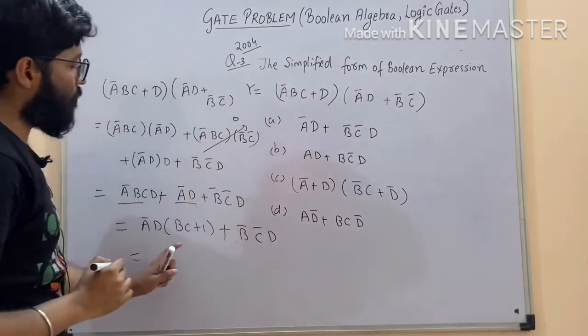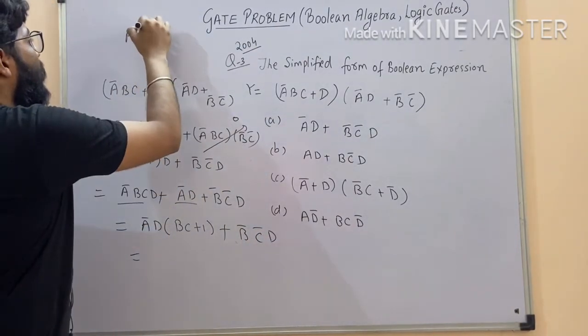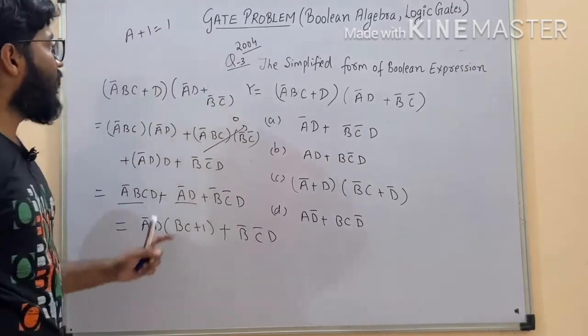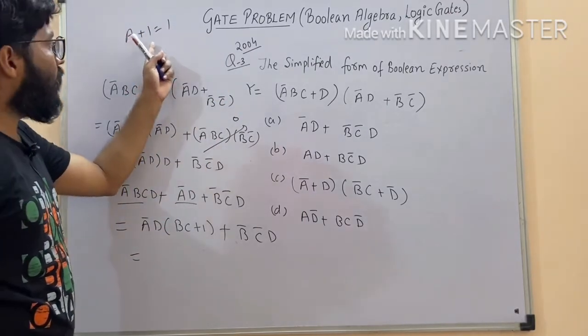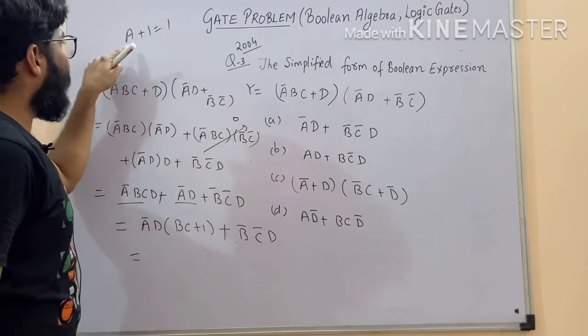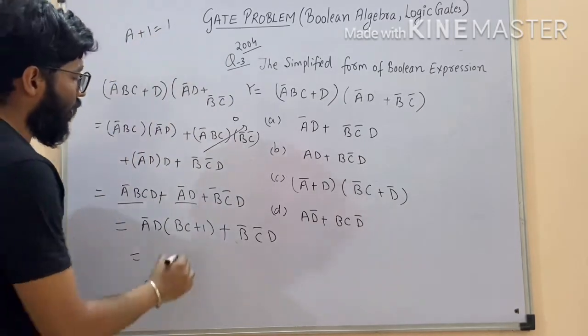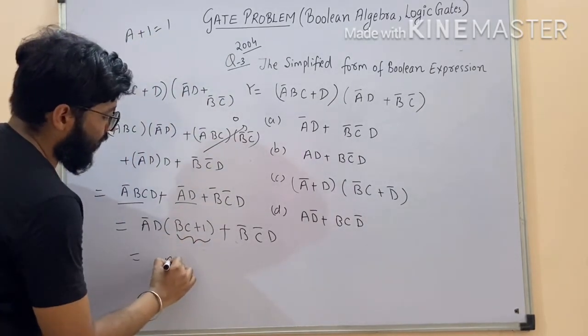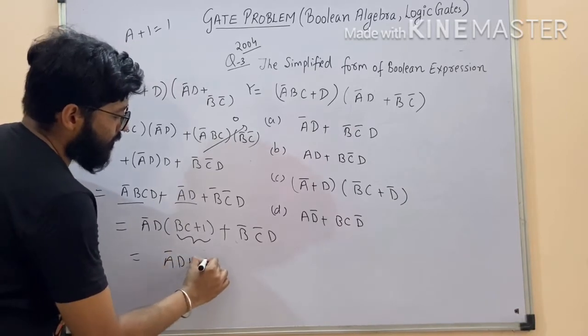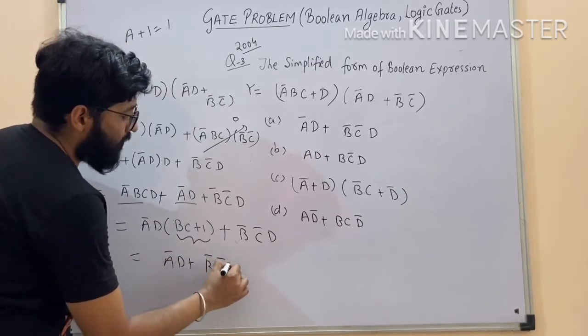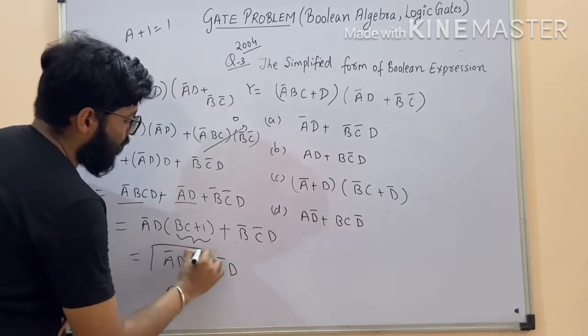Now here is a property, if a plus 1 occurs, you have to write it as 1. This is the property that you have learned in Boolean algebra. A plus 1 equals to what? 1. So you have to write here 1. You will get a complement d plus b complement c complement d. So this is your correct answer.